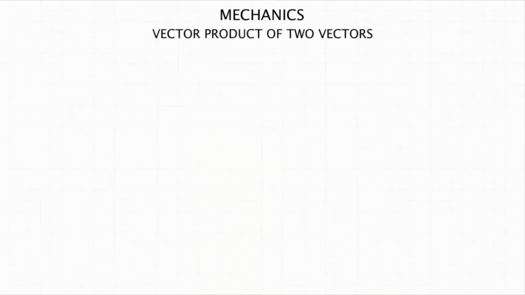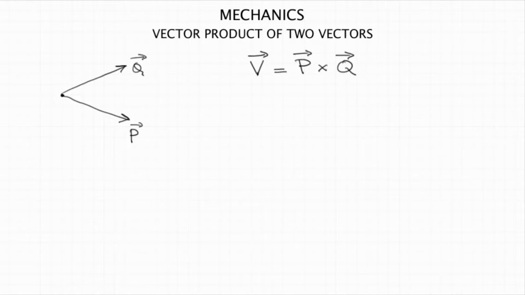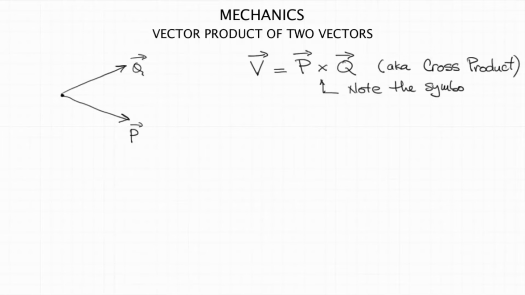Hello, in this lecture we are going to define a new concept, the vector product of two vectors, which we will later use for certain concepts in mechanics. Assuming we have two vectors P and Q as shown, we can define the vector product between P and Q as P cross Q.